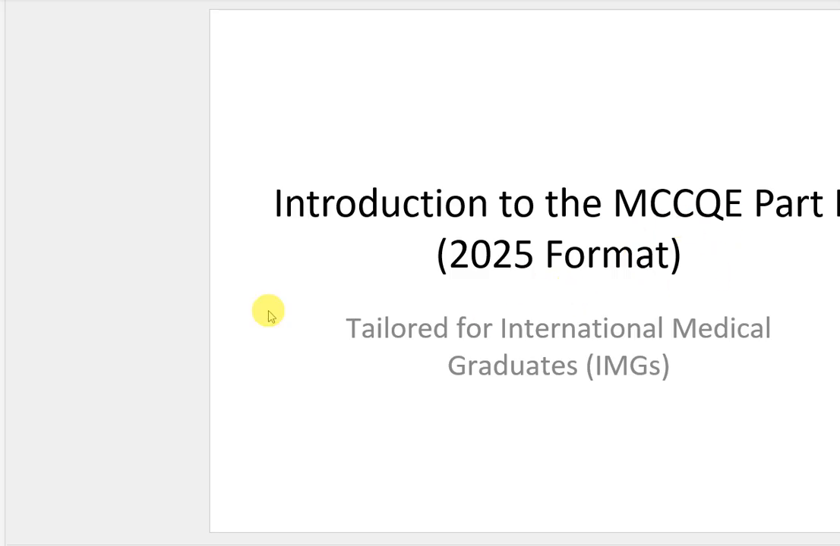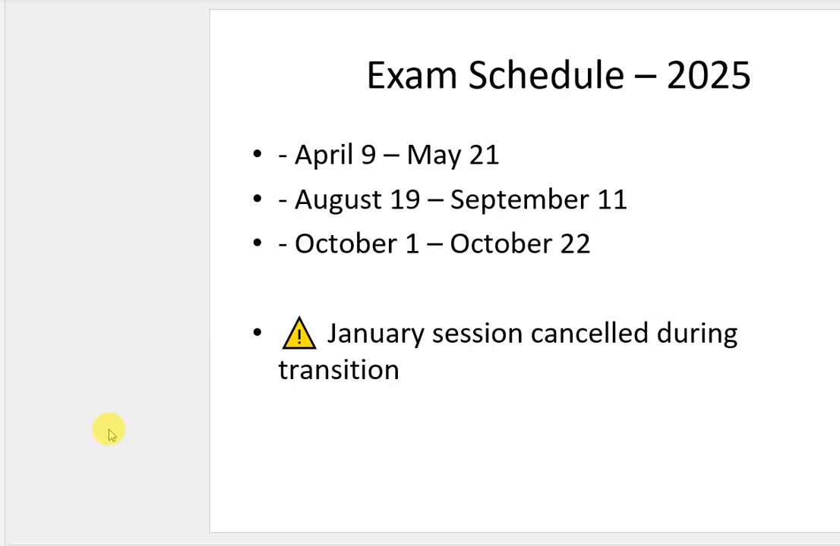MCCQE1 is conducted throughout the year, and there are various exam schedules available on their website. It's conducted 4 times a year, with sessions like April 9 to May 21. Their dates keep changing. So first you have to apply or register yourself. You have to make your account on physiciansapply.ca. After that, when you feel ready, you will book this exam on these various dates: April, August, September, October.